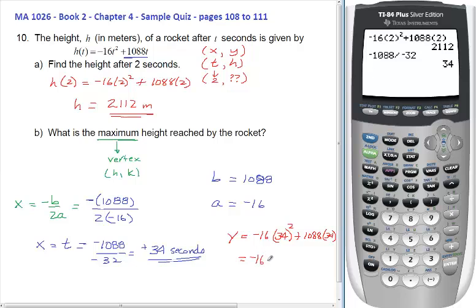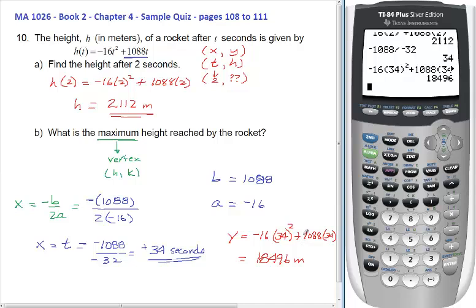Negative 16. Now I'm just going to do that all in the calculator. Let's plug that whole thing right into the calculator. So negative 16, open bracket, the time, close bracket. We'll square that value, plus 88 times the time. And hit enter. We got the maximum height in meters. If you want to write it like a vertex, you can.